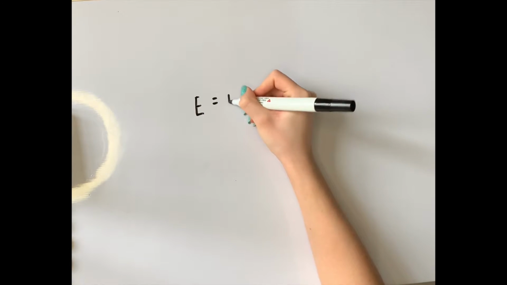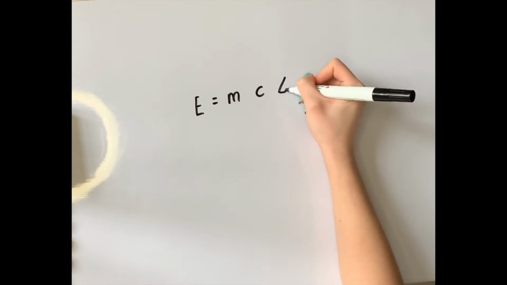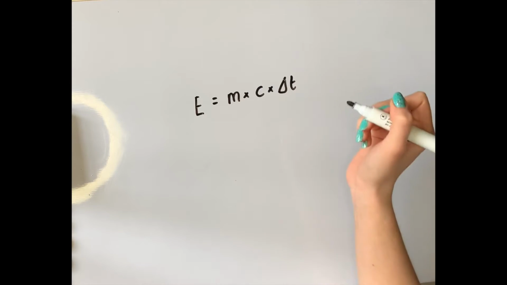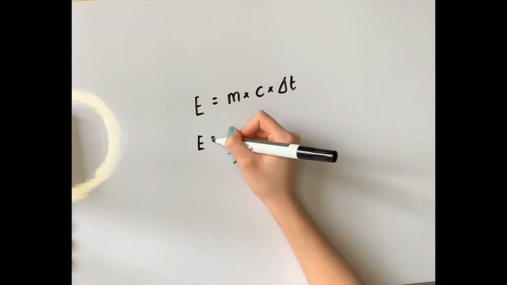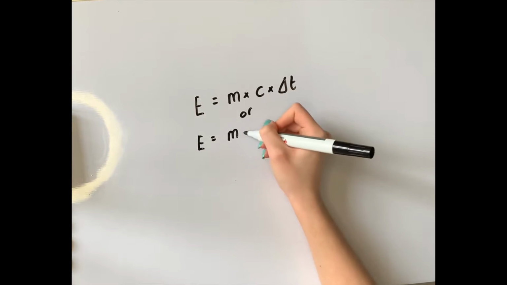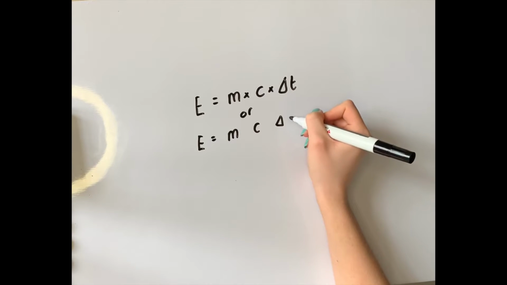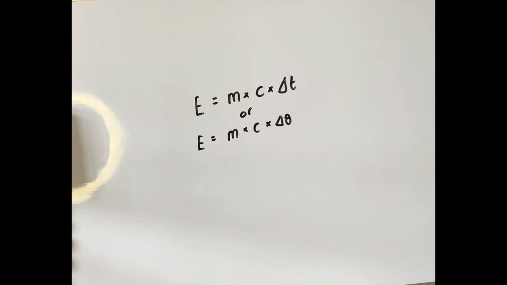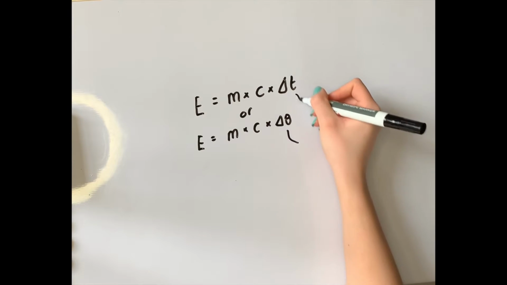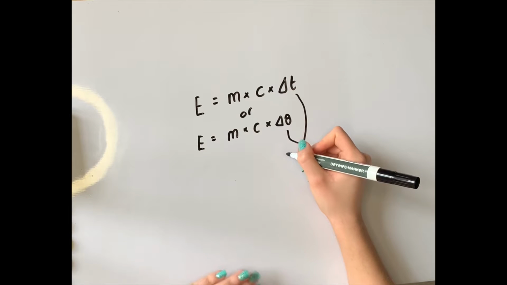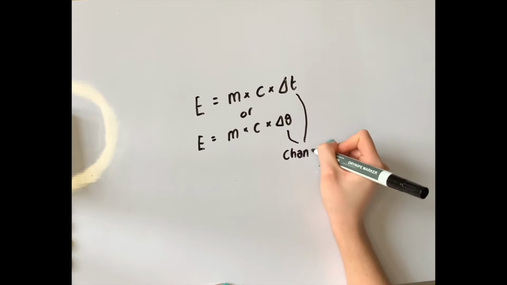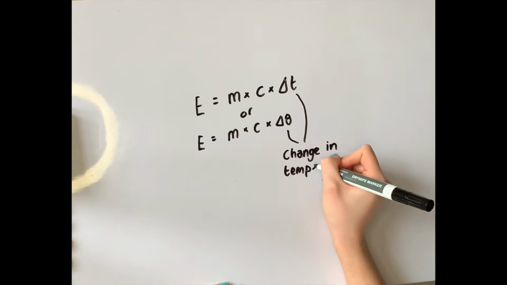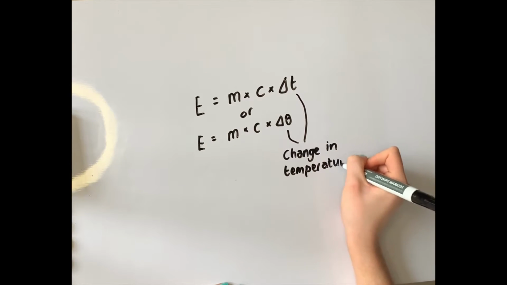Okay, so now it's time to introduce an equation. Equations can look rather scary, but if we think about them, it can make things a little bit easier to understand. So the first one that I've written down is E equals mc delta T, or the second one I've written down is E equals mc delta theta. Both mean exactly the same thing. The delta theta, or delta T, literally just mean a change in temperature. So this is the change in temperature when we either heat something up or cool something down.